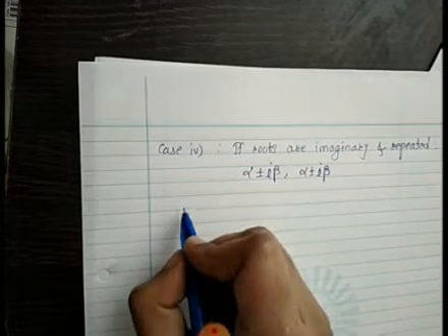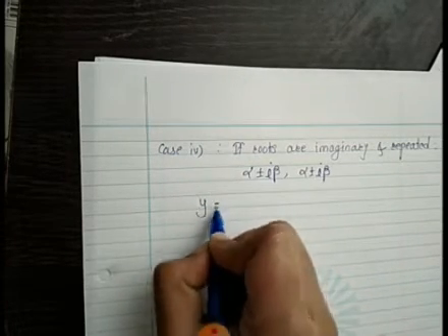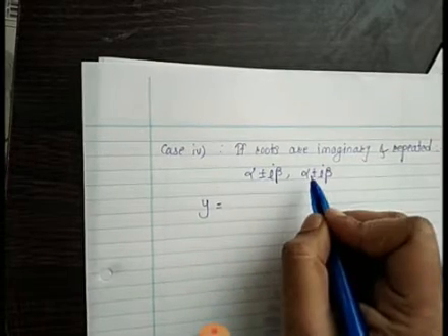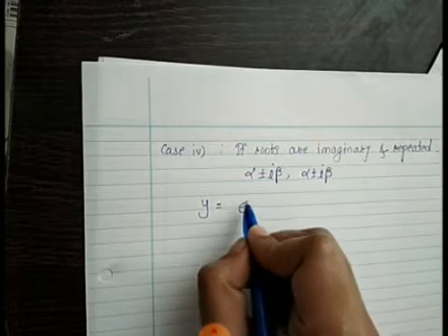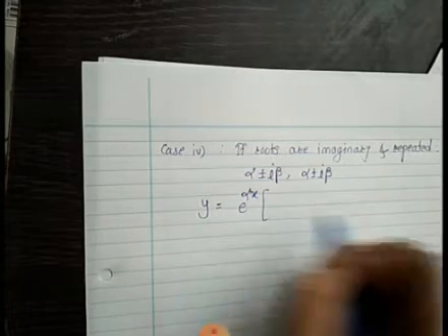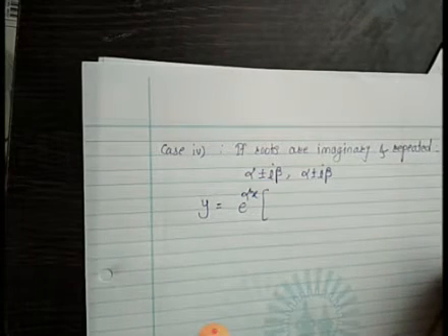So how to write the solution in this case is y equals, in both cases alpha is the real part and beta is the imaginary part, right? So this part will not change, e raised to alpha x will be as it is. So can you tell me where it will change?